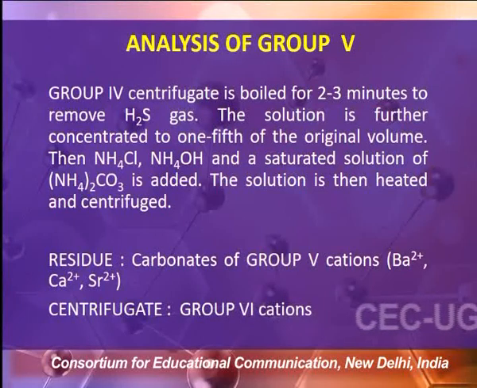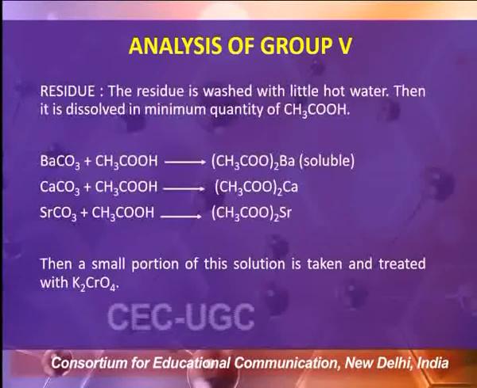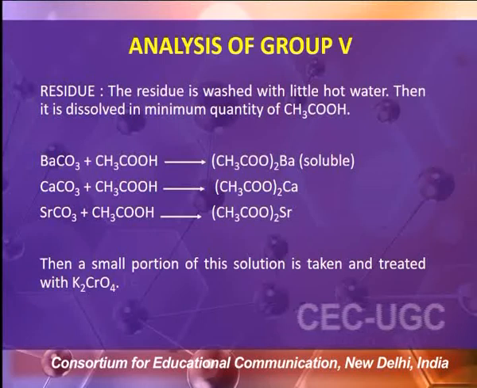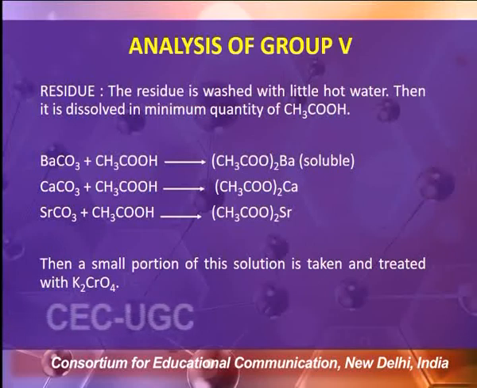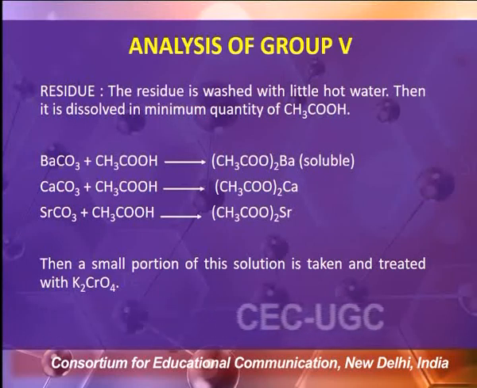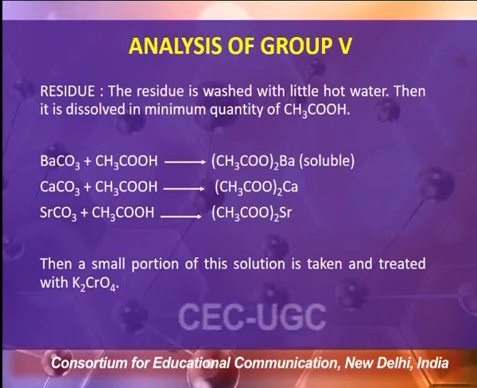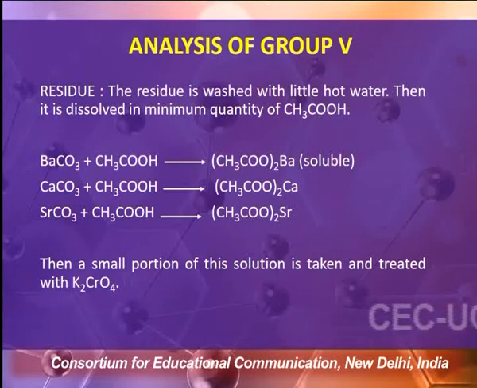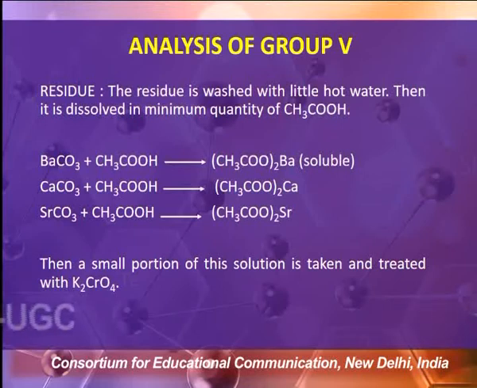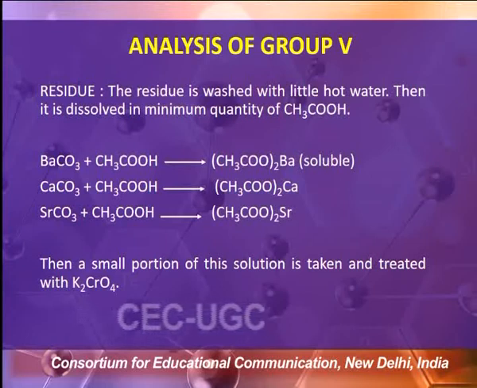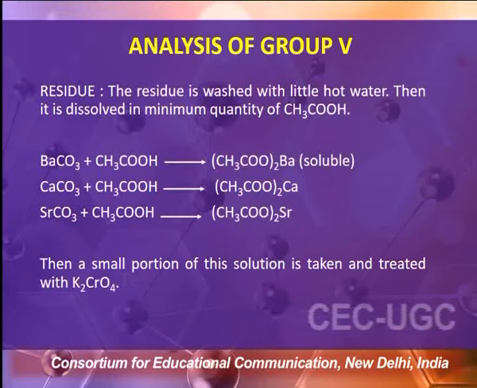Now in the centrifugate we then proceed on for the analysis of group 6 cations. Coming to the residue which contains the group 5 cations, the residue is washed with a little hot water and then dissolved in a minimum quantity of acetic acid. The residue of barium carbonate, calcium carbonate and strontium carbonate dissolves in acetic acid to give their acetates respectively, which are soluble. That means all these 3 carbonates dissolve in acetic acid to produce soluble barium acetate, calcium acetate or strontium acetate.